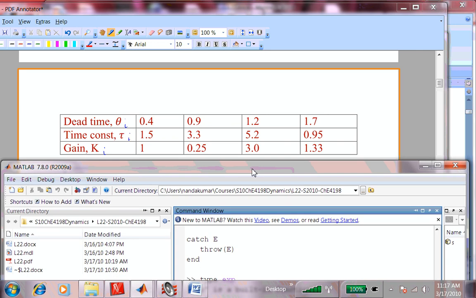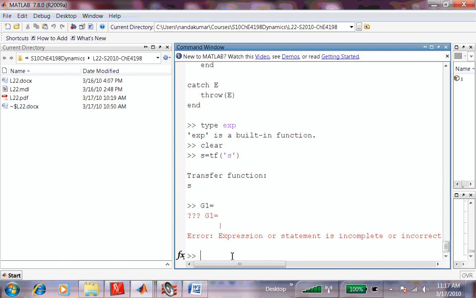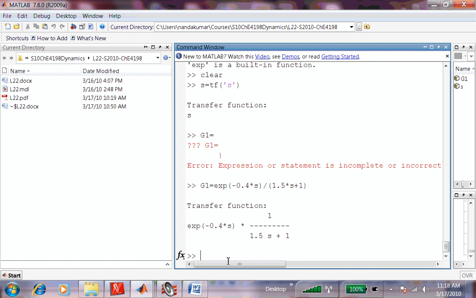Do you guys have the notes? Can you tell me the numbers as I type? Okay. So I need G1 equals the gain for the first one. Okay, one. The time delay? Point four? Times s, divided by the time constant, 1.5 times s plus 1. Okay, that's G1.